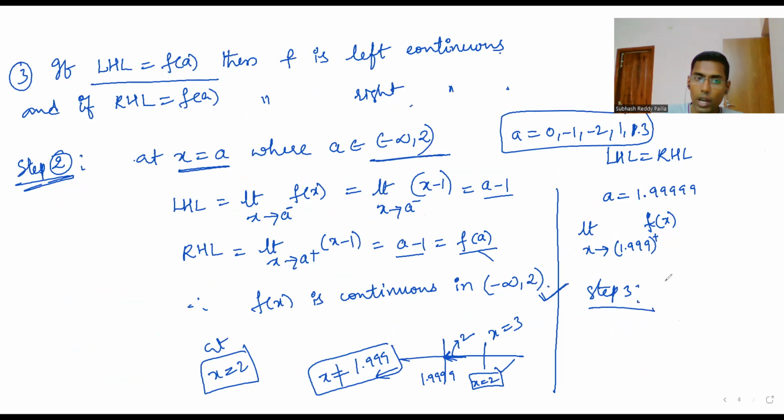In step 3, what you can write? We are checking at x equal to a, where a belongs to open 2 to infinity. At 2 we already checked. So open 2 to infinity. You can check at every point from 2 to infinity. So it is continuous again. Only at x equal to 2 it is discontinuous. This point you should understand.